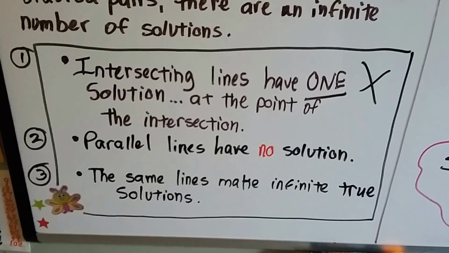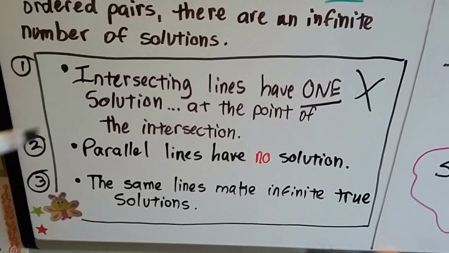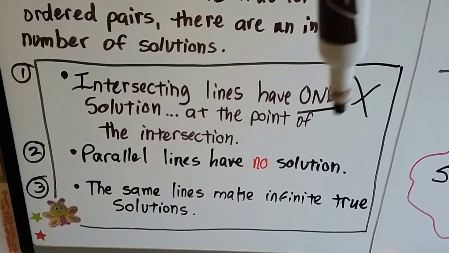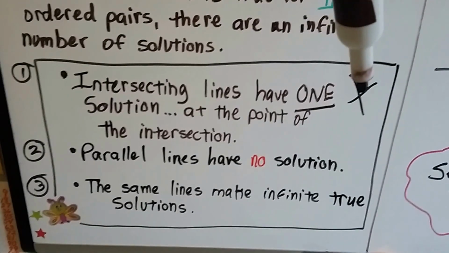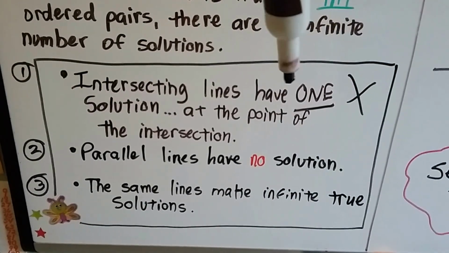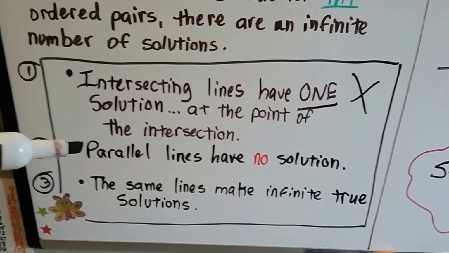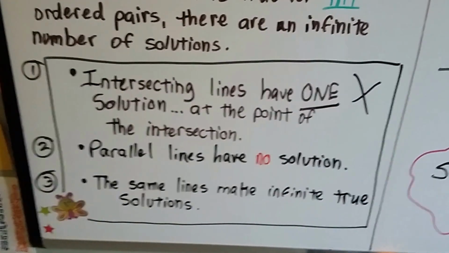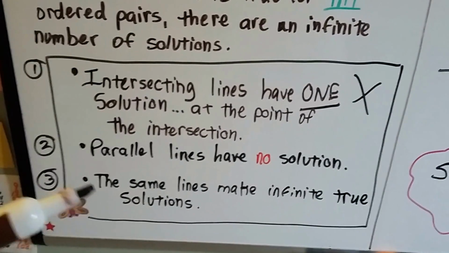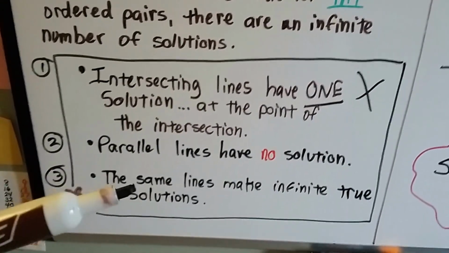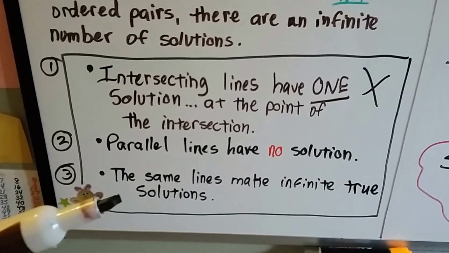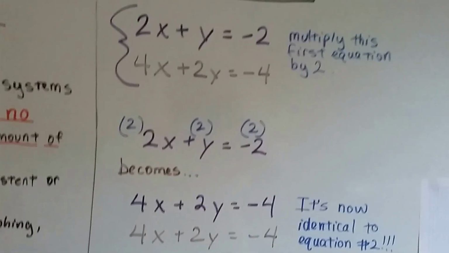That intersecting lines have one solution at the point of the intersection. They're going to cross, and there's going to be specific x and y values. That's one solution. When the lines are parallel, there's no solution. They don't cross at all. And when the lines are the same lines on top of each other, they make an infinite number of true solutions. Okay? So we'll go into that in more detail at the end.